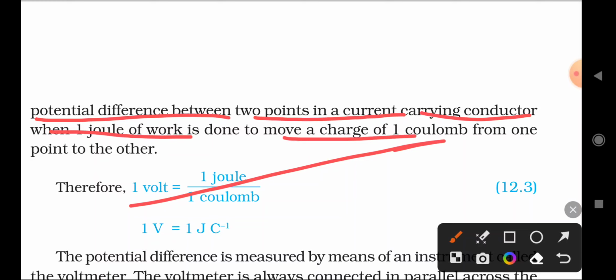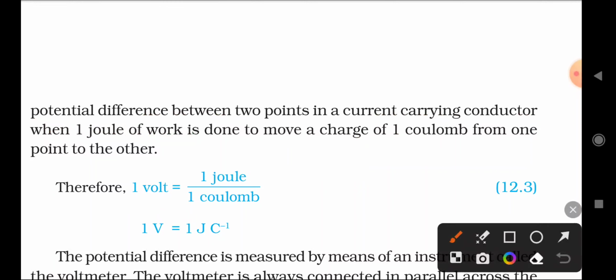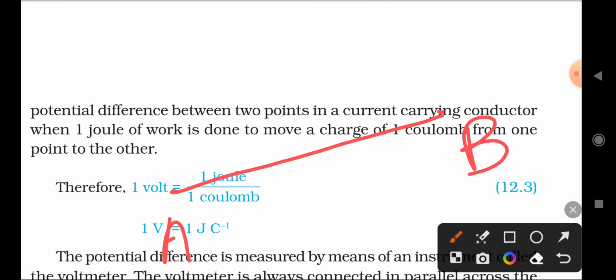This is a current carrying conductor. How many points does it have? One end is called point A, another end is called point B, correct? This current carrying conductor has 2 points, the first point and the second point. So when 1 joule of work is done to move 1 coulomb of charge, this is called 1 volt.